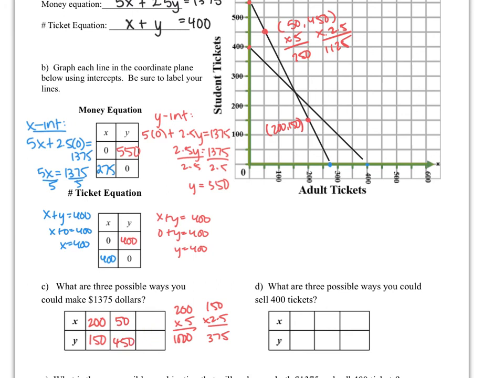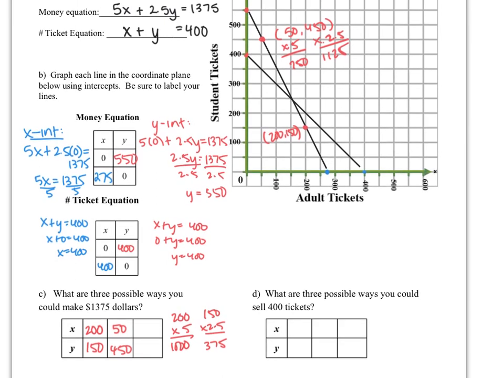My last combination, I'm just going to use one of my intercepts. So maybe only students are allowed at the game, which means 0 adults are allowed. And if 0 adults are allowed, then that means there would be 550 students. So then for 400 tickets, I can use this line. I could do 50 adults and 350 students, and I can much more easily see here that those combine to 400. 200 and 200, I could do 100 and 300. There's a bunch more here that I can kind of picture in my head.